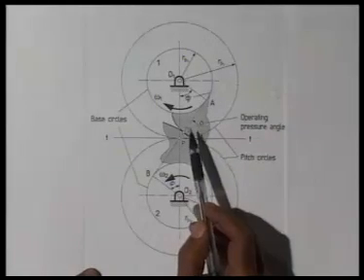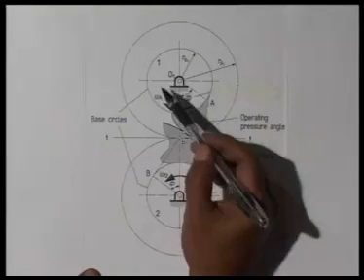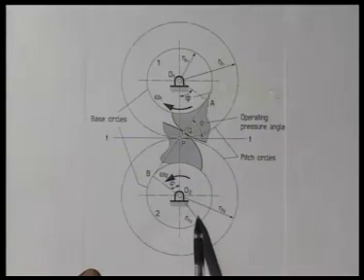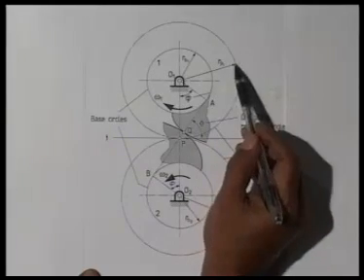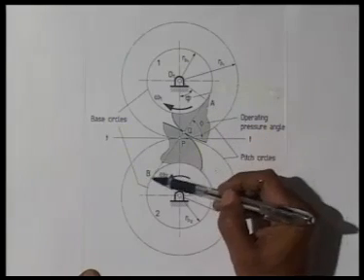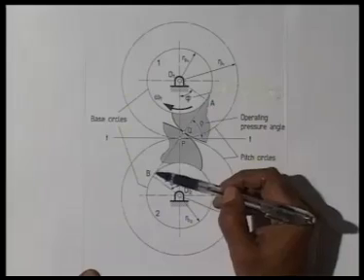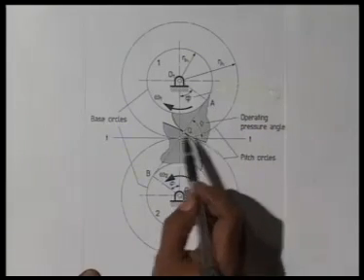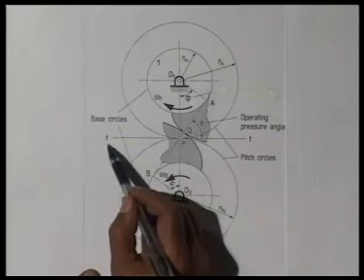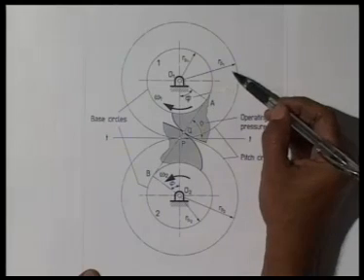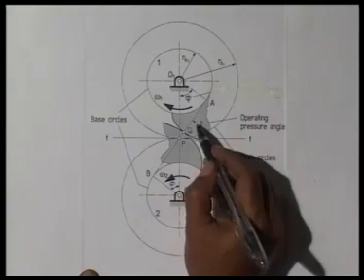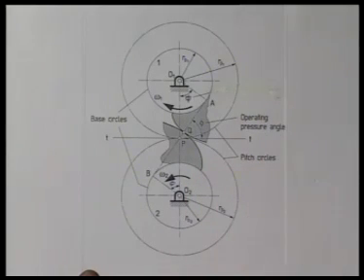Let us get back to this figure which we discussed in our last class. These are the two base circles of radius RB1 and RB2. These are the pitch circles of radius RP1 and RP2, and it is the common tangent to the base circles which we call line of action, and this line of action AB makes an angle phi with this common tangent to the pitch circles. This TT is the common tangent to these pitch circles of radius RP1 and RP2, and this angle phi we call operating pressure angle.